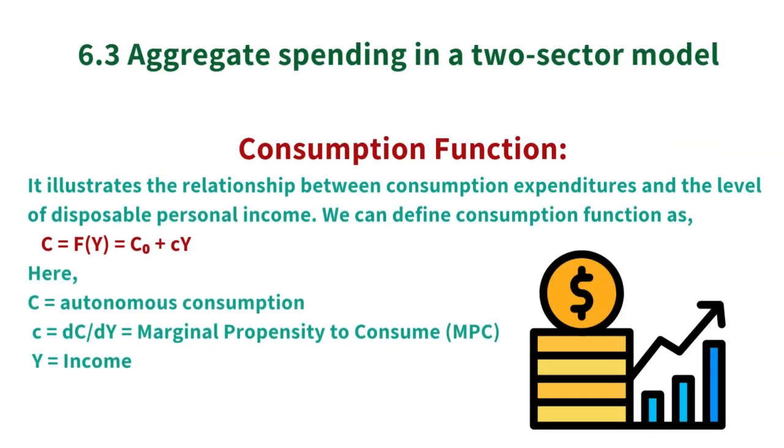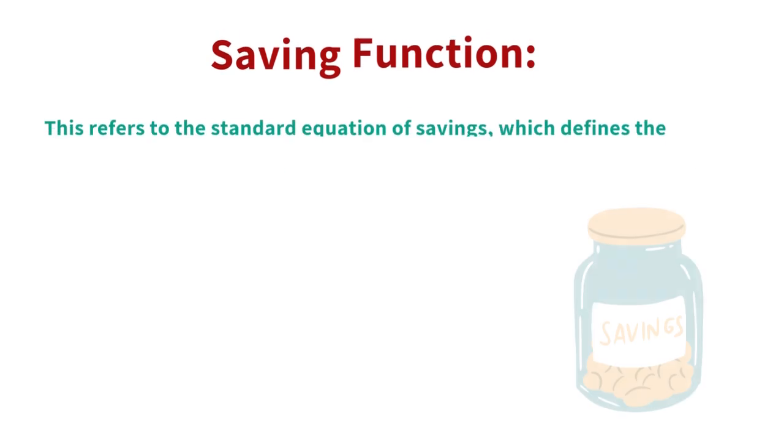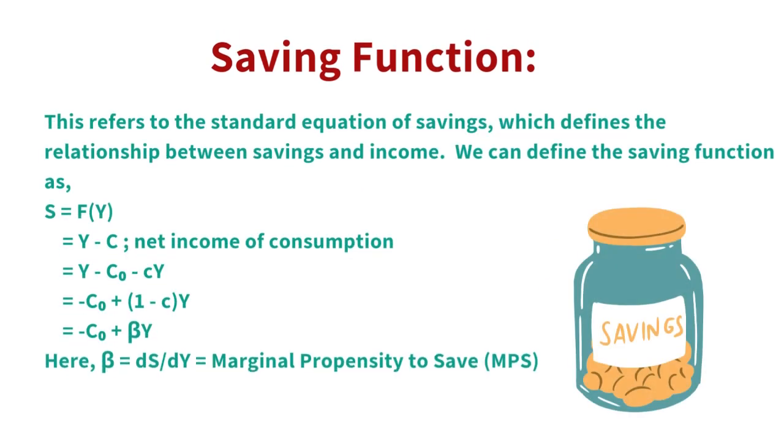Our next section is aggregate spending in a two-sector model. First topic is consumption function. It illustrates the relationship between consumption expenditure and the level of disposable personal income. We can define consumption function as C equals C naught plus cy. Here capital C equals autonomous consumption, small letter c equals marginal propensity to consume, and y equals income.